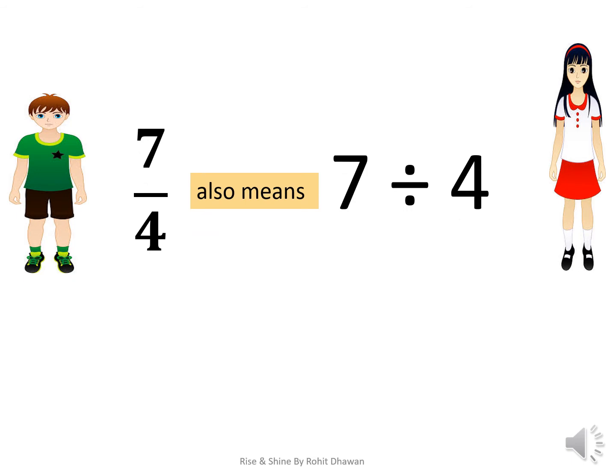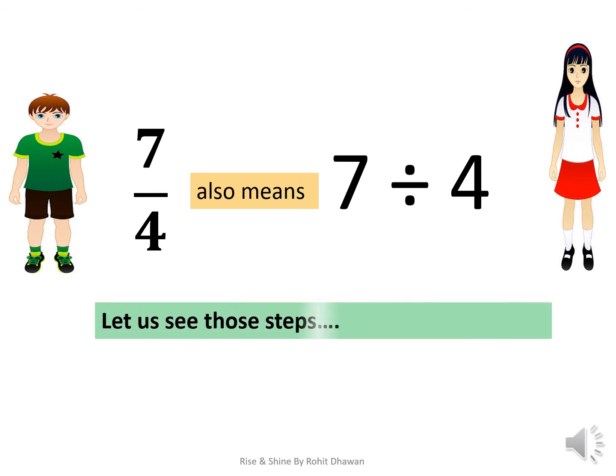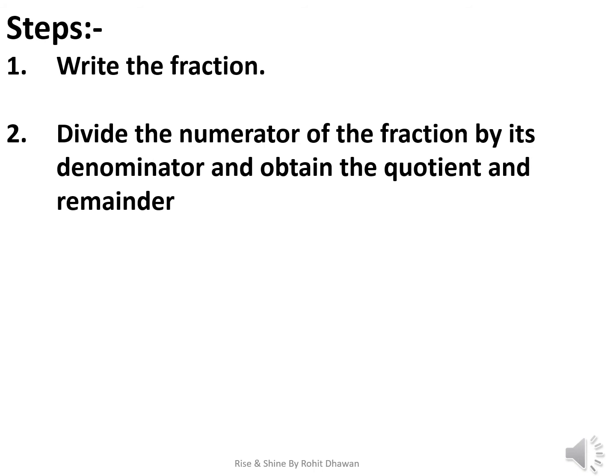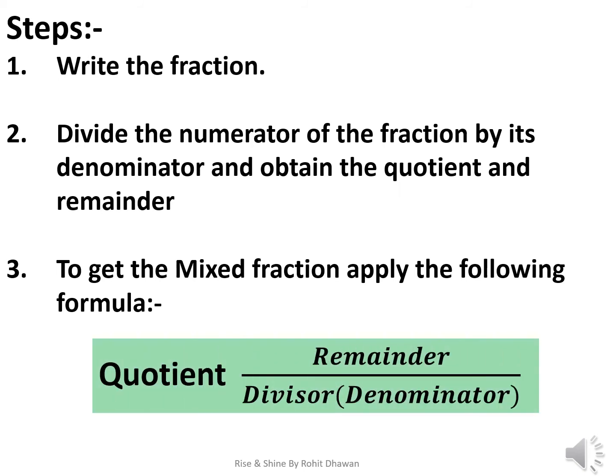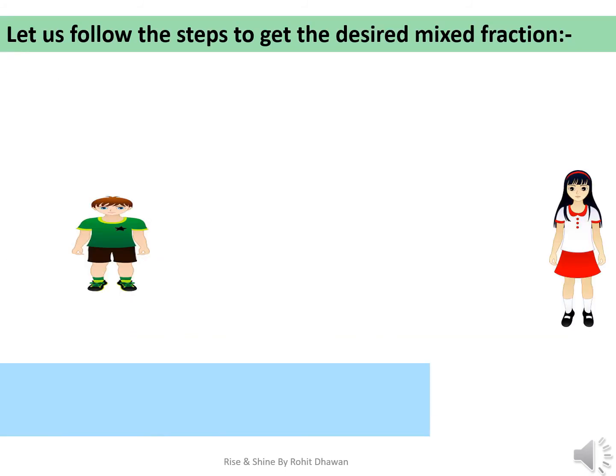So in order to convert this improper fraction into a mixed fraction, Rishita told Rohan that we have to follow few steps. So let us see those steps. First step is to write the fraction which we have to convert. The second step is to divide the numerator of the fraction by its denominator and obtain the required quotient and remainder. In the last step, in order to get the required mixed fraction, we have to apply the formula.